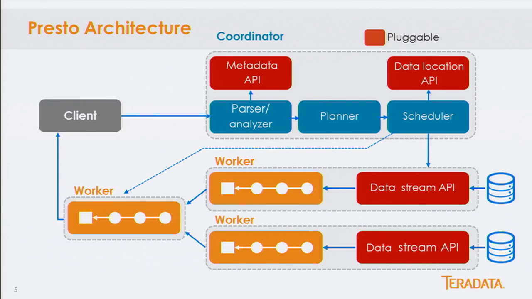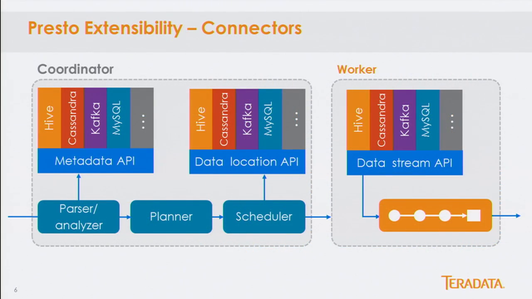So here's the basic architecture. You'll see that it's basically a single coordinator and one or more workers. The more workers, the more parallelism you're going to get. So you see on the coordinator, a query comes in and gets planned. The workers do the data processing and return the results. And I'll talk about the extensibility here.